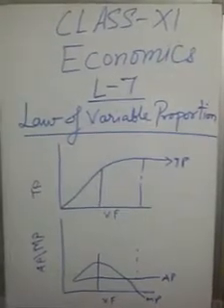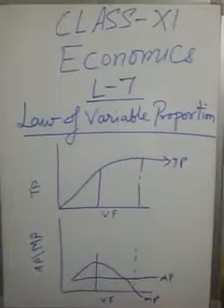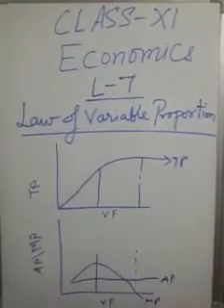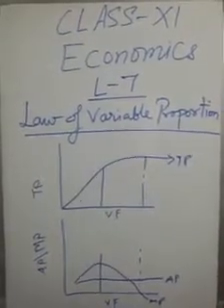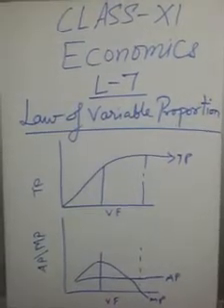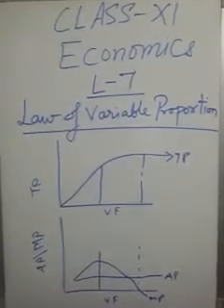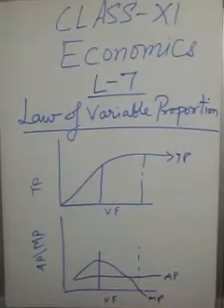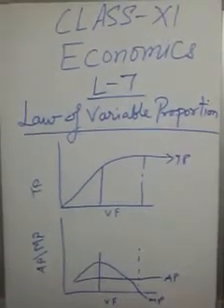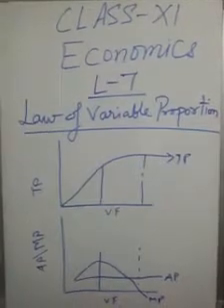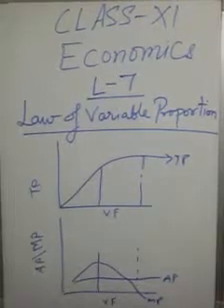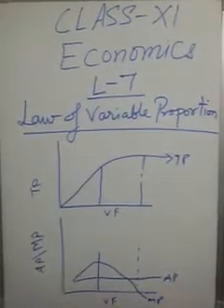Today we are continuing with chapter 7 of class 11 economics, and the topic is the law of variable proportion. In my previous lecture, I already gave some hints and points on variable proportion. Today, as you are seeing in this diagram, I have shown three stages. And what is the relationship between TP, MP, AP and MP?